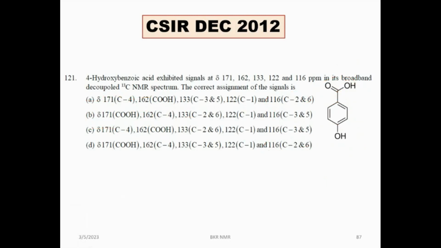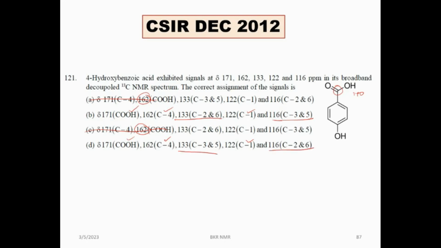So how should we approach the problem? Since the carboxylic acid carbon will come around the 170 range, you can rule out the one with 162. That's wrong. So I ruled out options A and B. Very simple. Now in the remaining two options, this is the same, and also this is the same. The only difference lies in this and this. That is the only confusion they have brought into the problem.